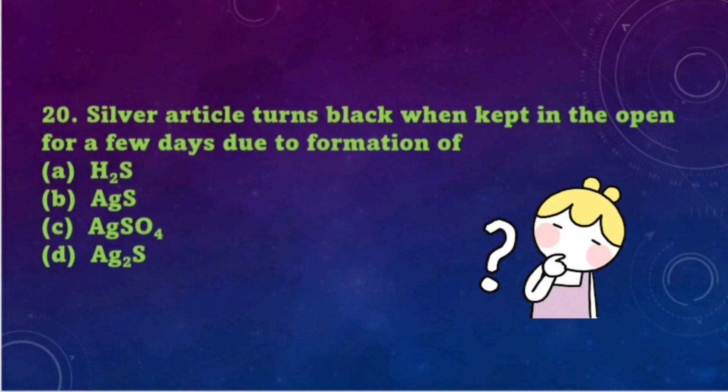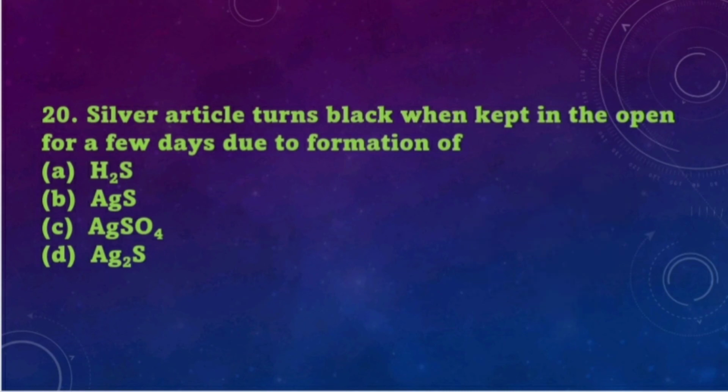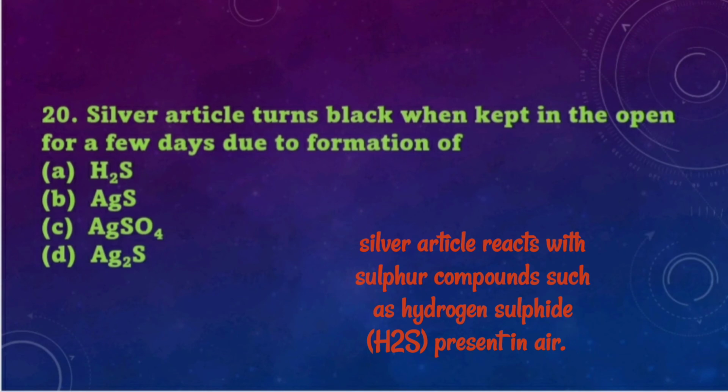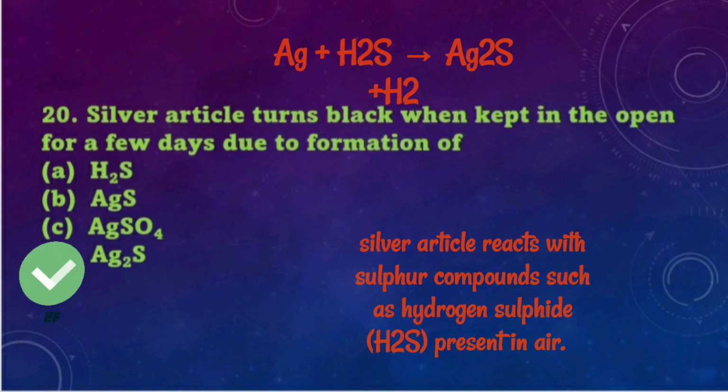Question number 20. Silver article turns black when kept in the open for a few days due to the formation of. The options are option A, H2S, option B, AgS, option C, AgSO4 and option D, Ag2S. Silver article reacts with sulfur compounds such as hydrogen sulphide, that is H2S, present in air, and it forms Ag2S, that is silver sulphide. So here the answer is option D, Ag2S.